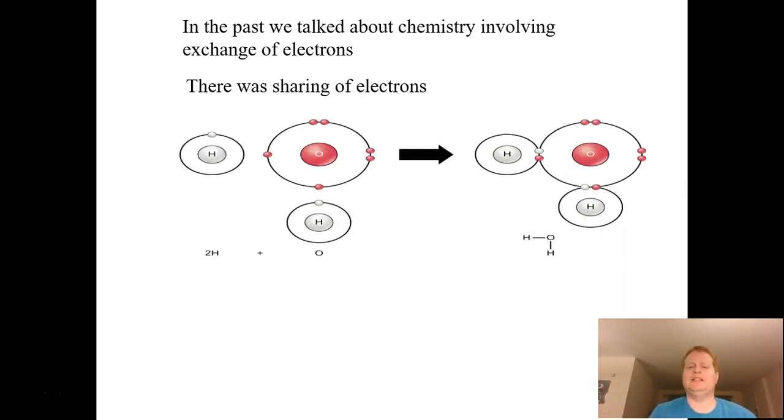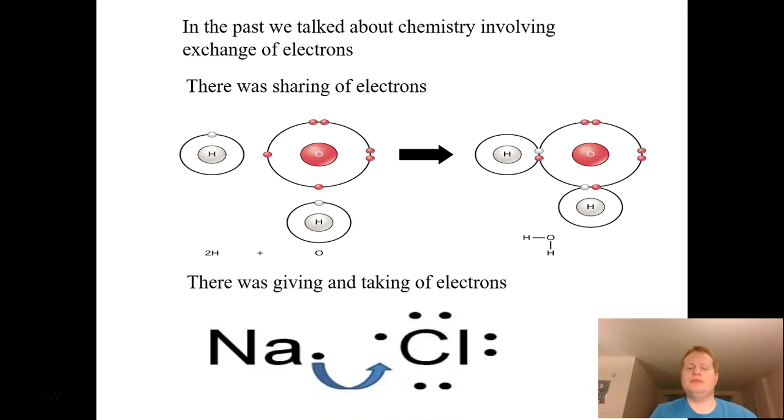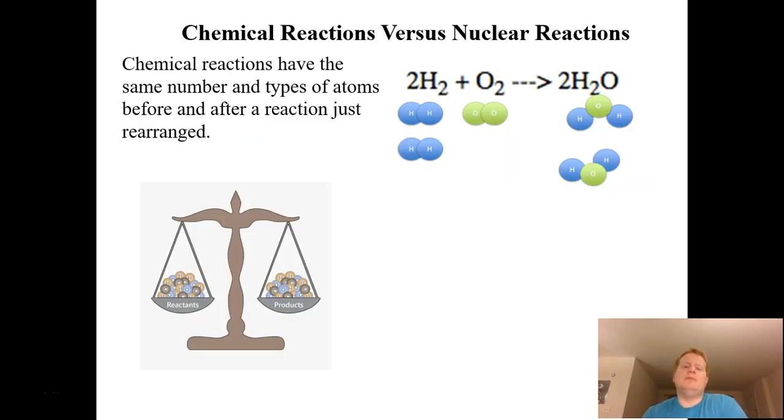So, like I said in the past, we've talked about electrons being shared, right? That was a covalent bond in a regular chemical reaction. And also there was ionic bond that had loss and gain of electrons, right? So that was also in a regular chemical reaction. Something else that we said happens, we just got finished doing the balancing, right? So in a regular chemical reaction, we were trying to get the same number of each atom on both sides, right? So on the left and the right side.